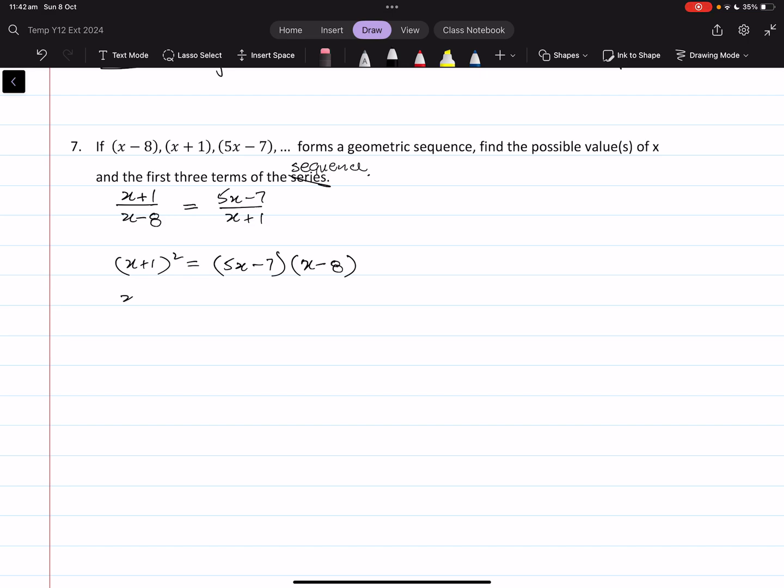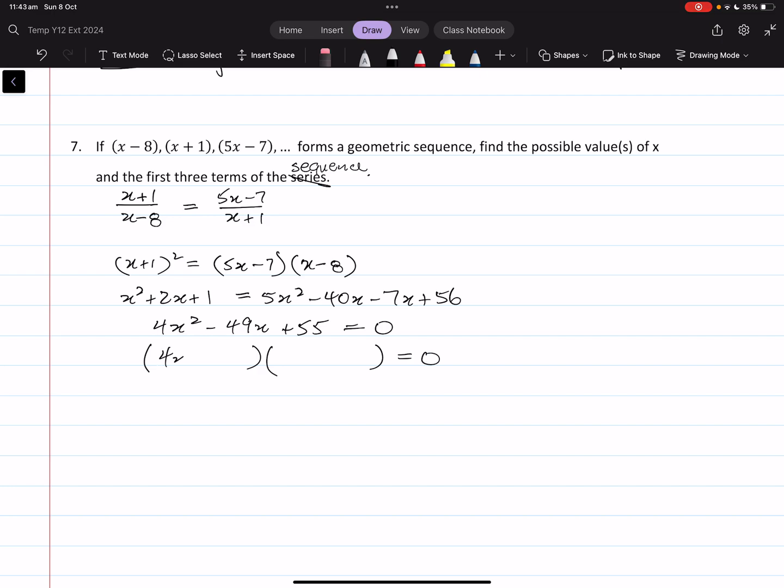So we get x squared plus 2x plus 1 equals 5x squared minus 40x minus 7x plus 56. Bring that over to one side. We get 4x squared minus 49x plus 55, just simplifying those terms, is equal to 0. So we've got a quadratic. Now always look and see whether a quadratic factorizes. To solve it is usually the quickest. Trial and error here.